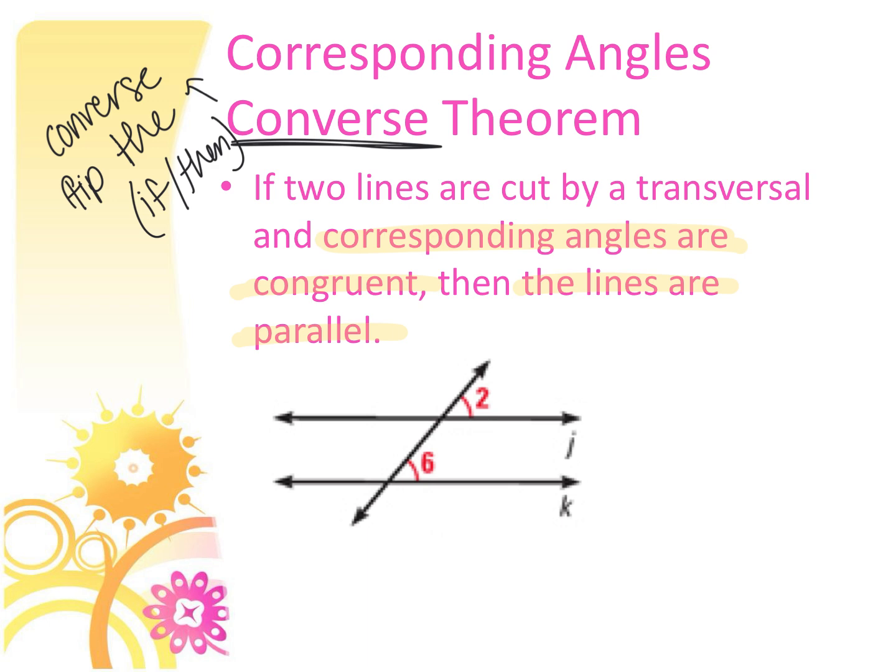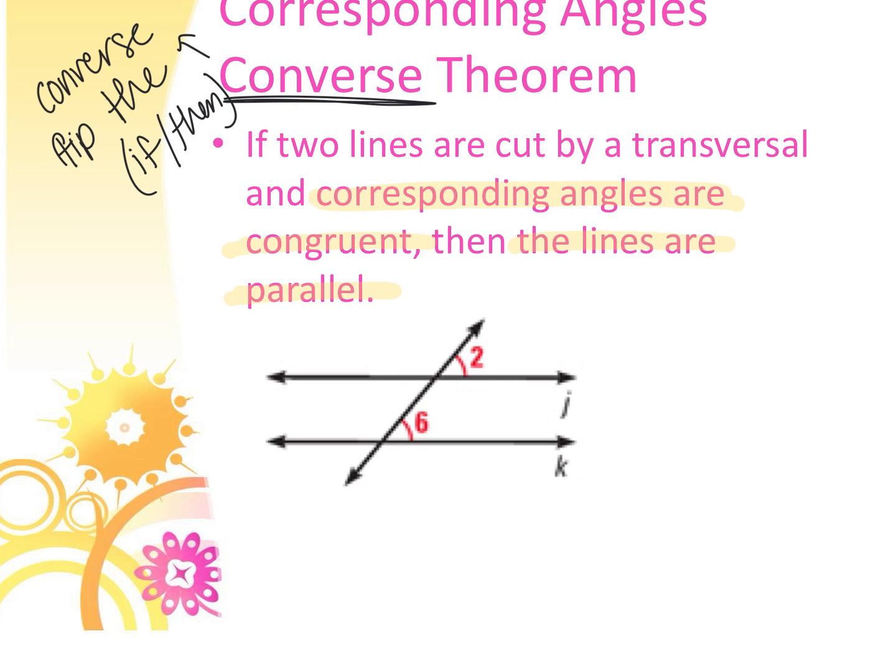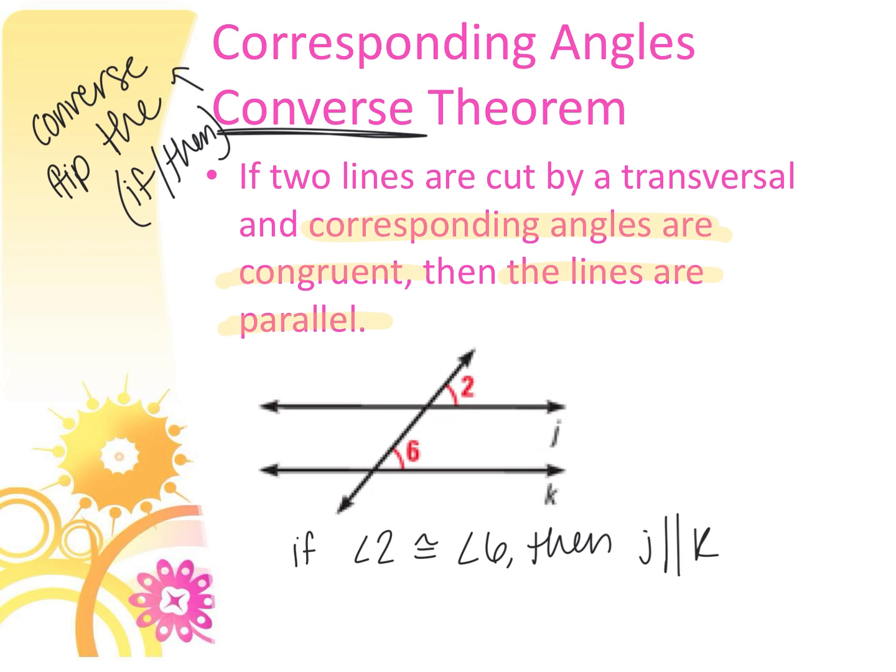So if I were to write this, it would be written as: if angle 2 is congruent to angle 6, then J is parallel to K. That's how it would be written. Okay, so this is a converse of what we learned yesterday. We are just flipping the if and the then.